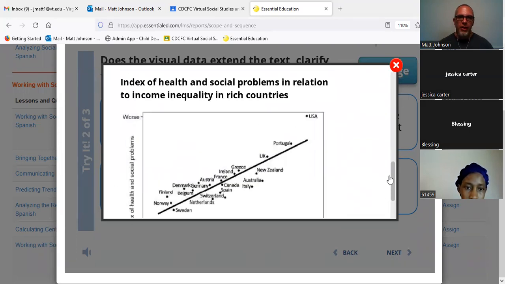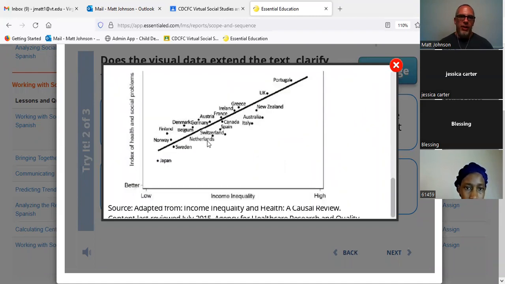So, like before, we look at the title, we make sure that we understand what's going on there. And then on both axes, going up the side and across the bottom, income inequality from low to high, right? And then the index of health and social problems. And so we see, across the board there, Japan, the lowest income inequality, a super strong upper middle class population there, and low health and social problems. We don't hear a lot about riots and crazy things going on in Japan. So a very stable society and community. It's a bit closed.